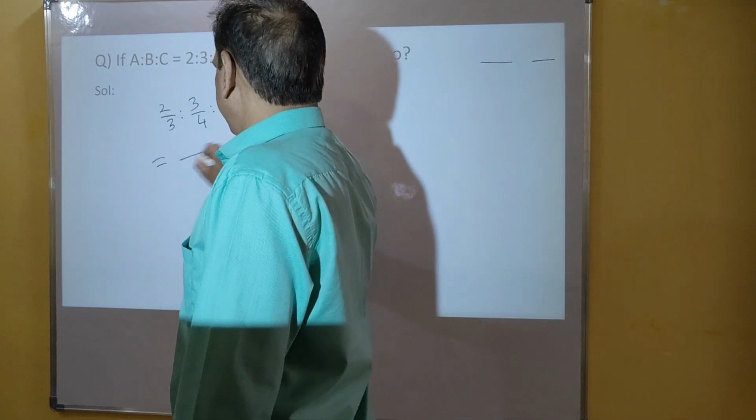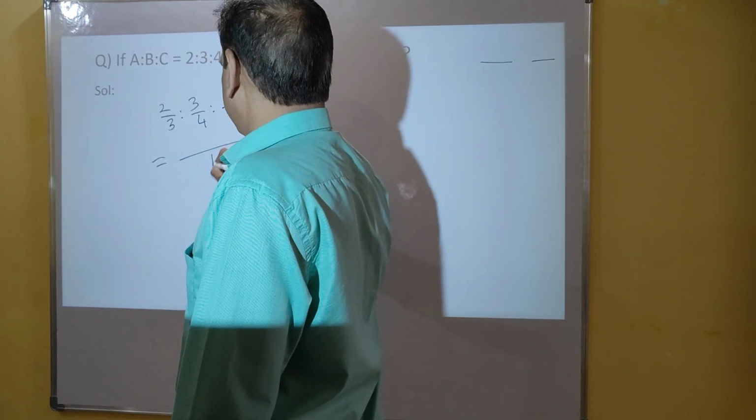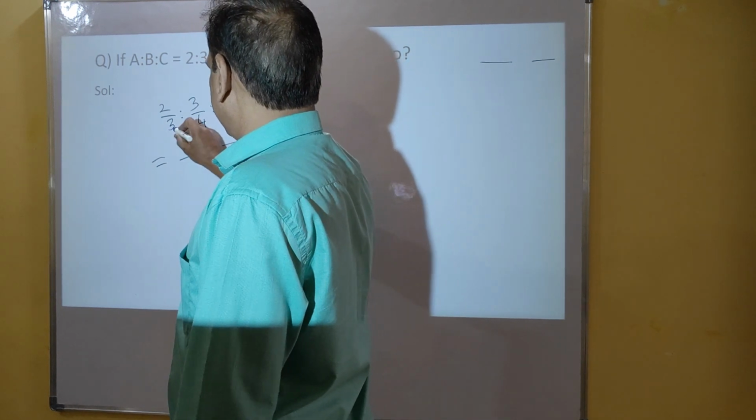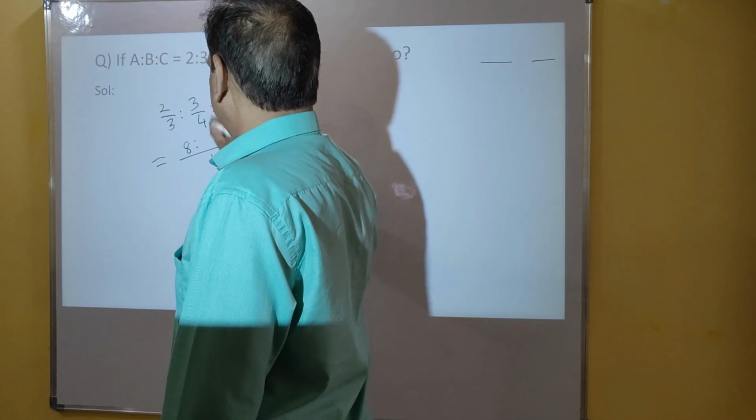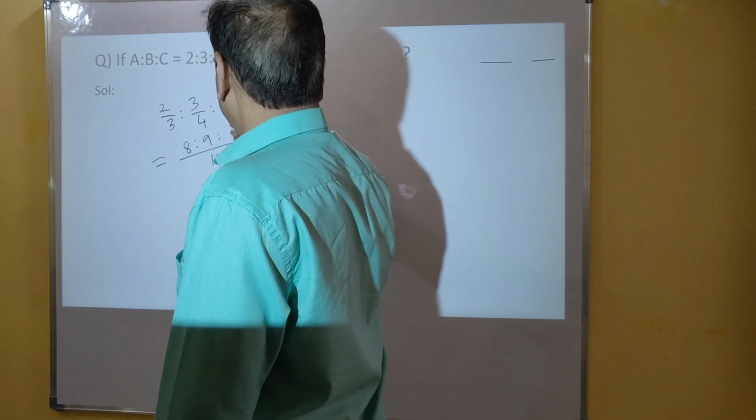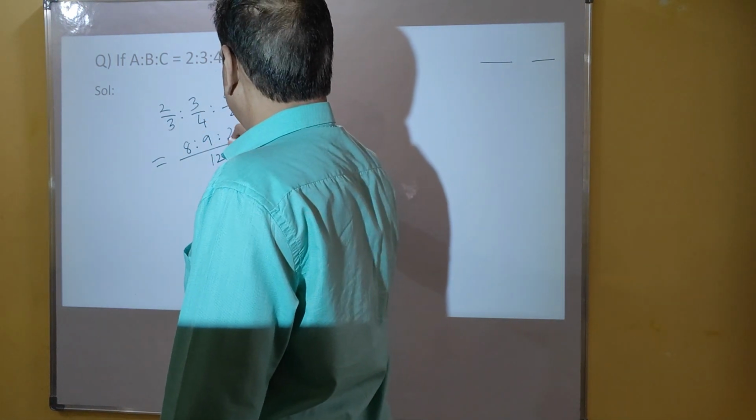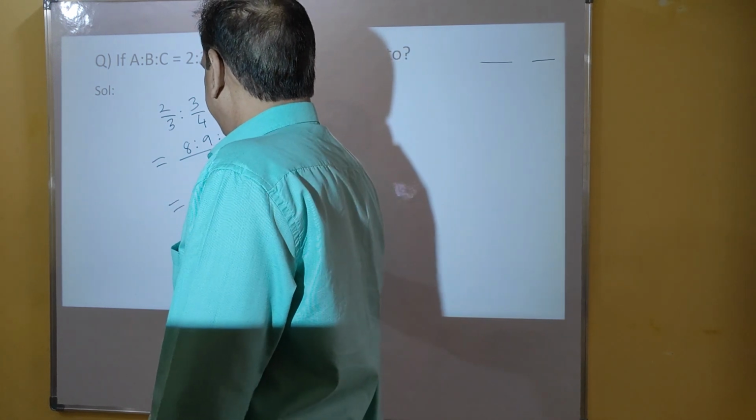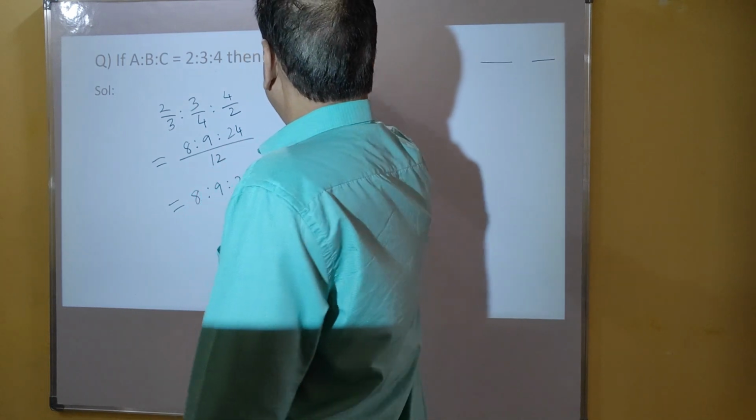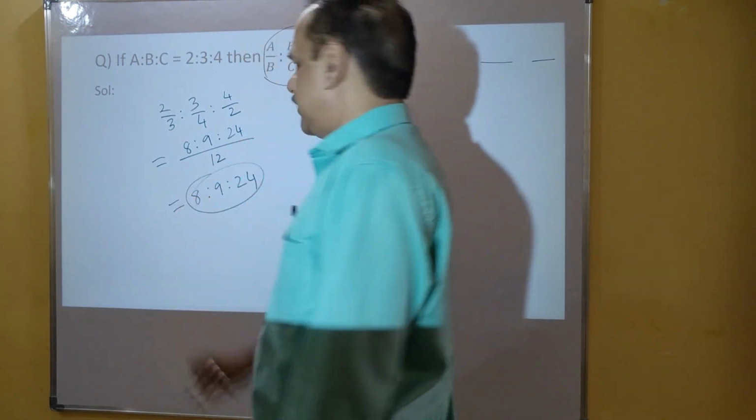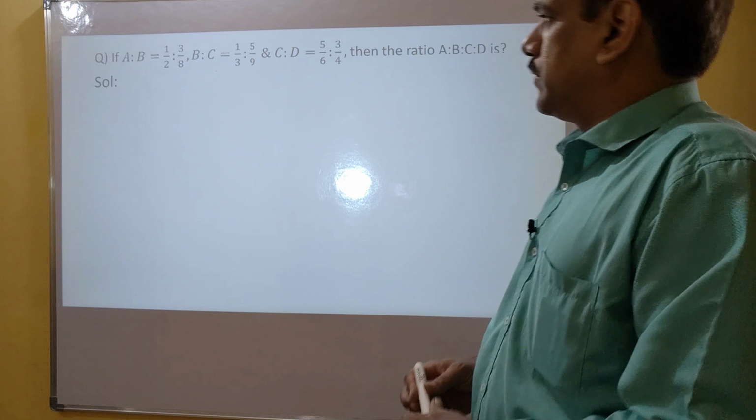Right? So you take the LCM of 3, 4, 2, it is 12. 12 by 3 is 4, 4 into 2, 8. 12 by 4 is 3, 3 into 3, 9. 12 by 2 is 6, 6 into 4, 24. So the ratio is 8 is to 9 is to 24.